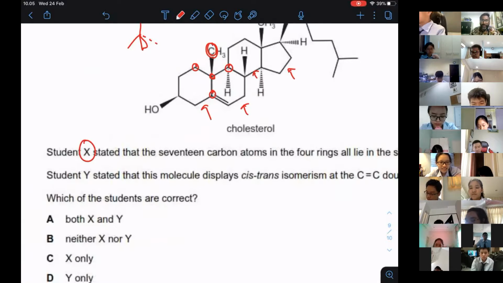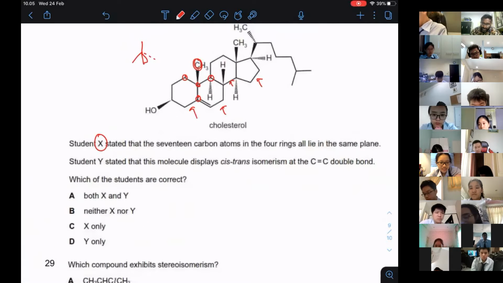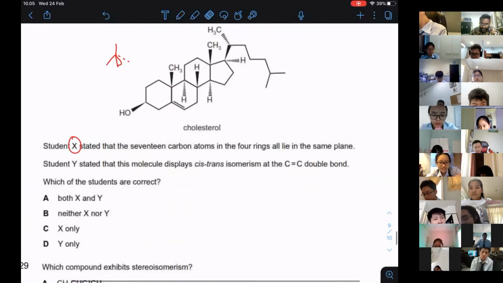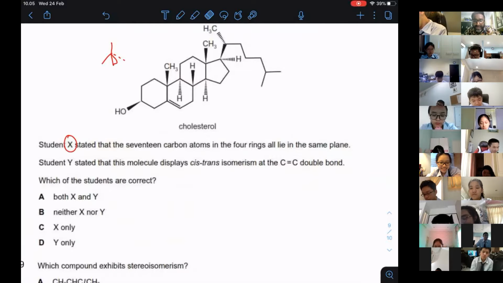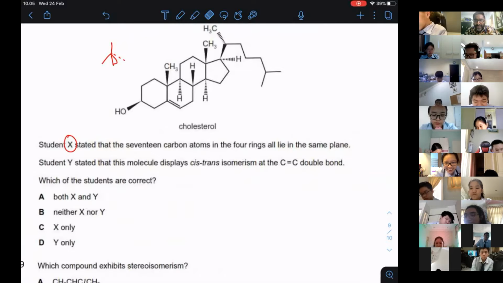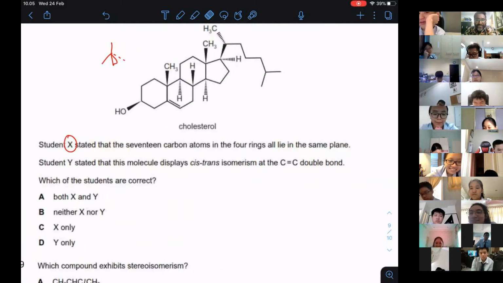Student Y, this is what I want you to see also. Student Y stated that this molecule displays cis and trans. I will only end this lesson if this one is correct. Okay, let's see. Dylan, the fate of everyone depends on your hand now. Do you think cholesterol has cis and trans? No. Okay, why?